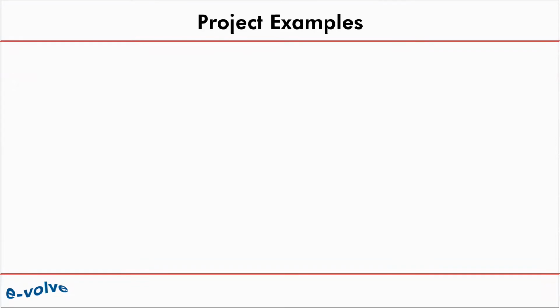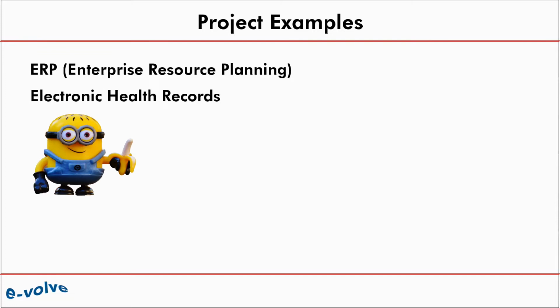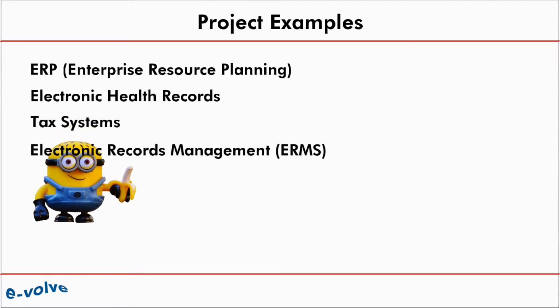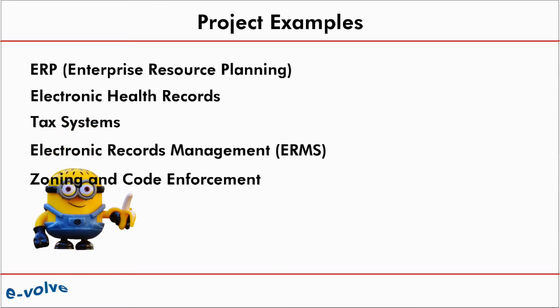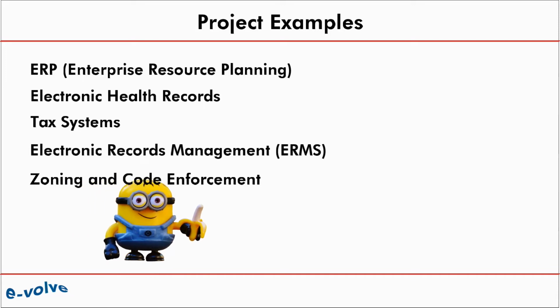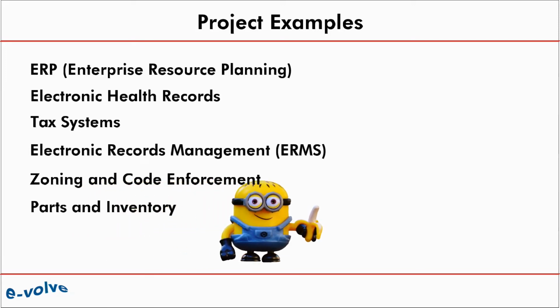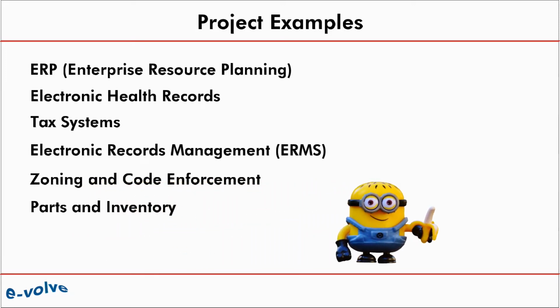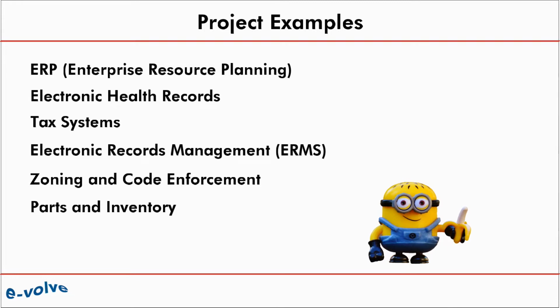Some examples of the types of projects I'm talking about might include ERPs, Enterprise Resource Planning software, EHRs, electronic health records, property tax systems, electronic records management, business intelligence, zoning and code enforcement, utility billing maybe, parts and inventory, information security, you name it. These are all pretty standard projects in the county and municipal universe. There are also pretty standard projects that go incredibly wrong in that universe.